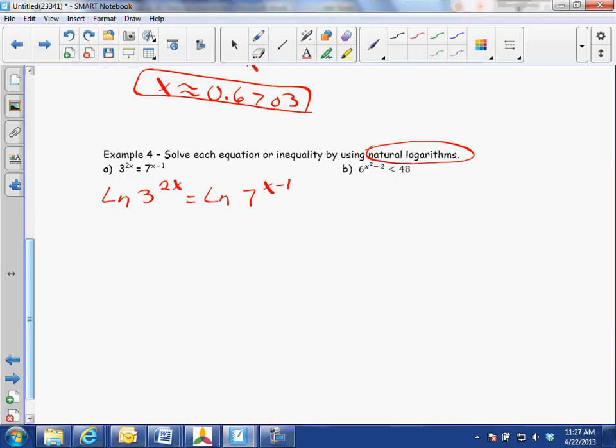Alright, so then we do exactly the same thing that we did before. What are we going to do now? Can you add an e? Not yet. We're going to do e when we have one natural log on one side. That's when you can do it. Yep. What do we do with those exponents right now?